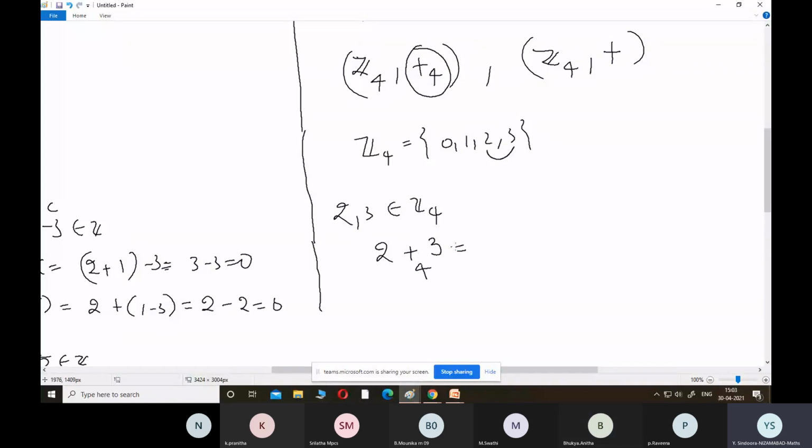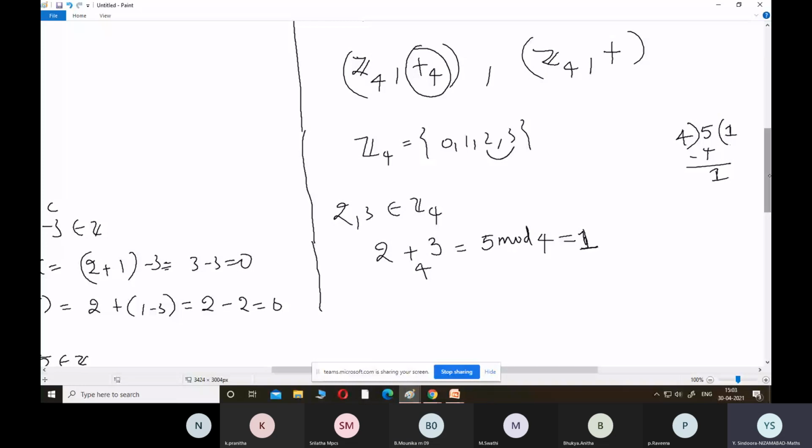That is, what is 2 plus 3? 5 for us. Then you have to take the modulo 4. What is the meaning of 5 modulo 4? You divide 5 by 4, and the remainder is what you are supposed to write here. The remainder will be 1 for us, right? So 2 plus 3 modulo 4 is nothing but 1 for us. So this is how the operation goes.